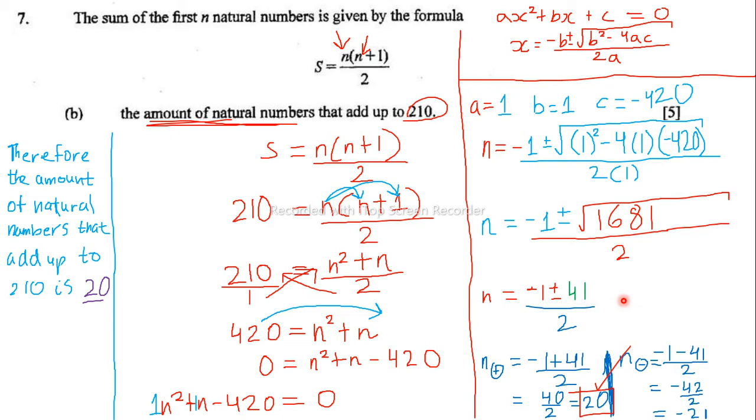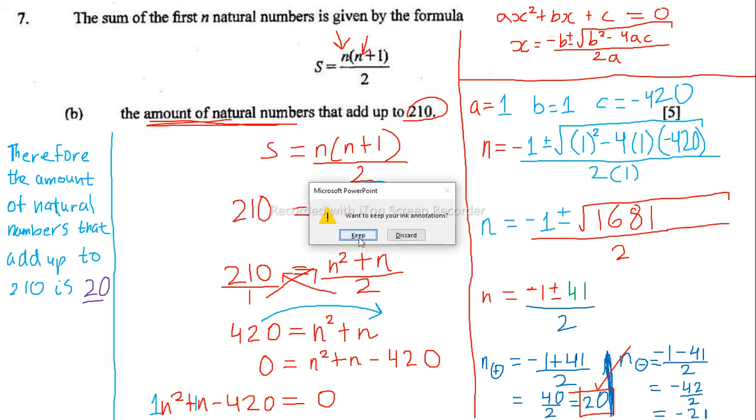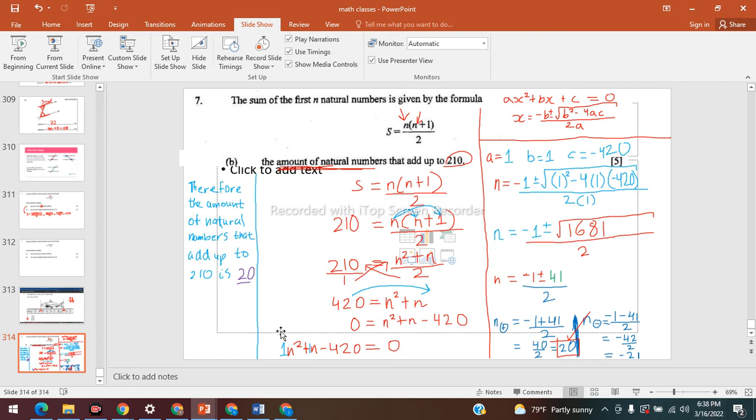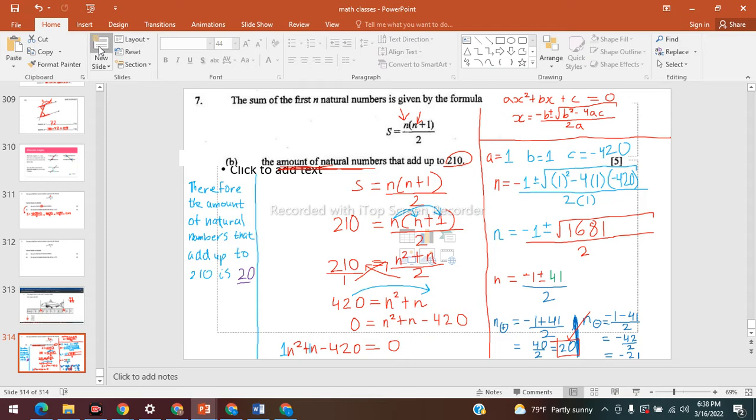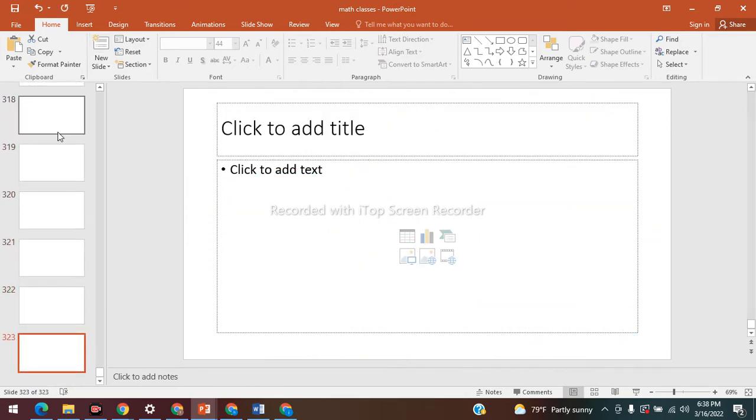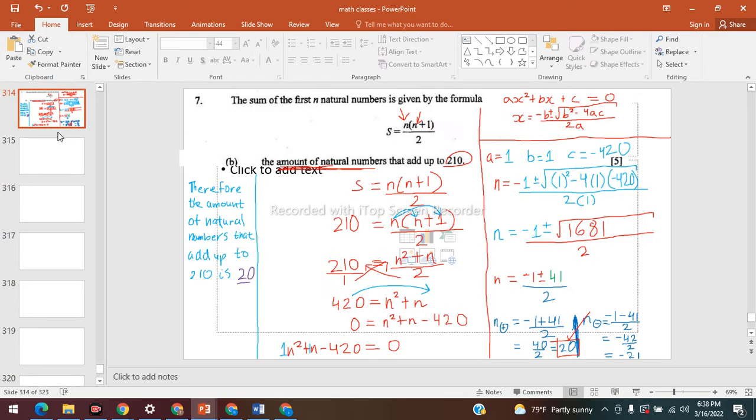All right, so that was number 7. Took up 38 minutes. Wow. Is there any other questions before? That was a paper 3 question, right? Yeah, paper 3.